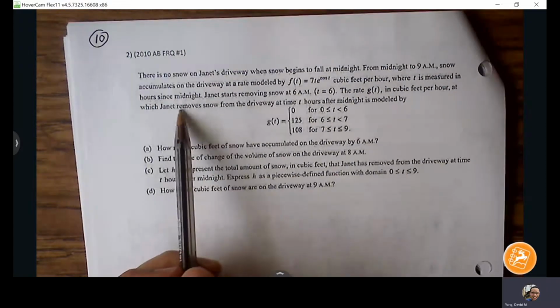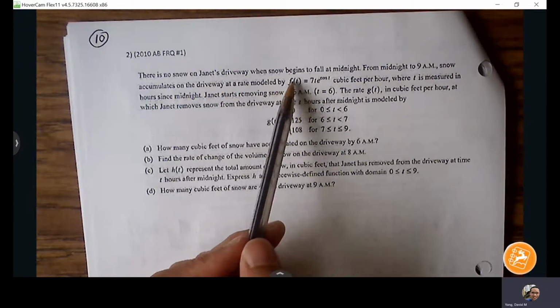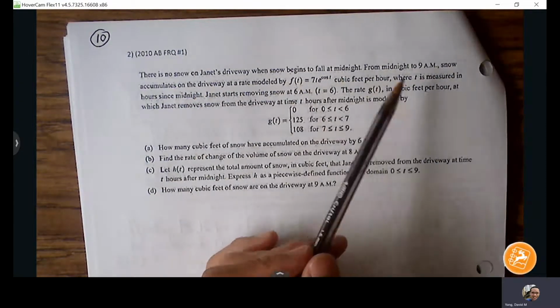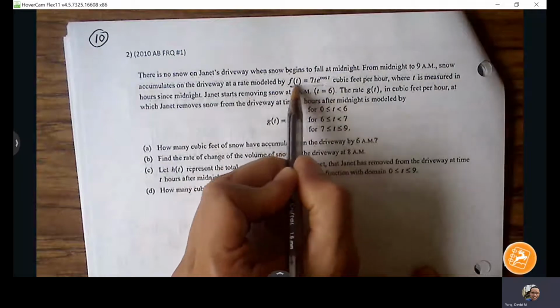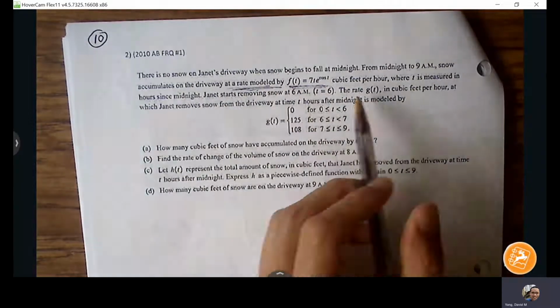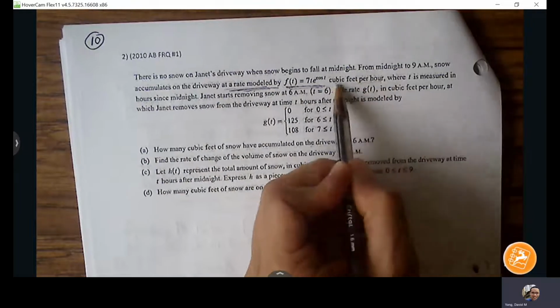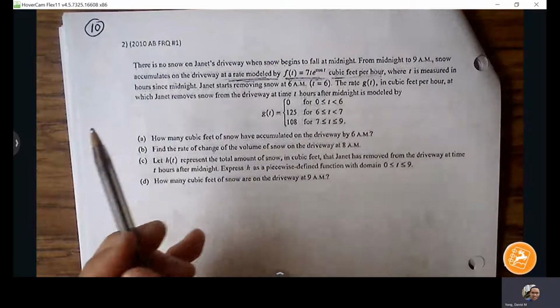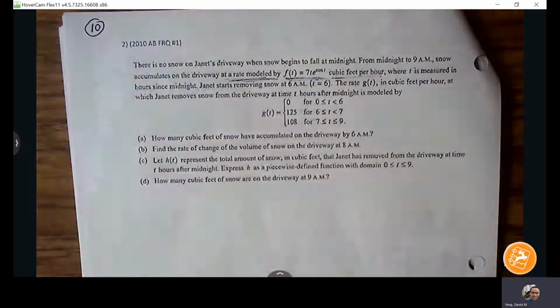Okay, there's no snow on Janet's driveway when snow begins to fall at midnight. From midnight to 9 a.m., the snow accumulates on the driveway at a rate modeled by F of T. So we know that this is not the amount of snow at any given time. This is just a rate, okay? In cubic feet per hour, where T is measured in hours since midnight.